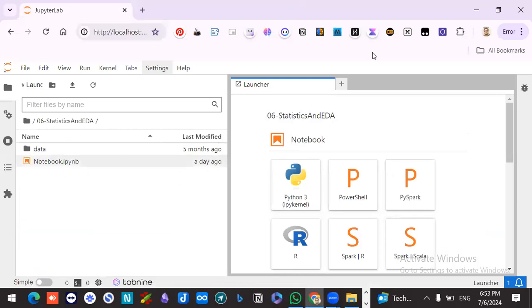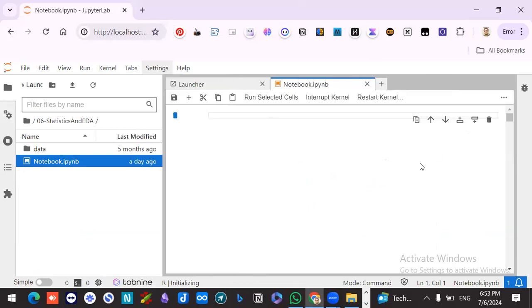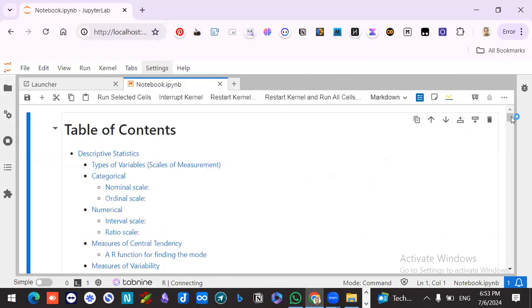Like I explained, descriptive statistics is there, and in a similar way we also have inferential statistics available. These are the topics we covered. First, we understood the very basics, like what statistics is, what it can do, and how it can help in an AI career.